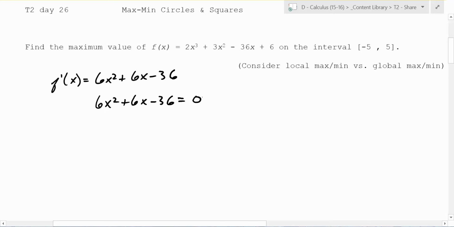What should I do next if I'm trying to solve that? Liam? 36 to the other side. No, or you could, it's a factorable quadratic. You could factor out 6. You could absolutely move 36 over, but it's not really going to help you. So now what can you do? One word. What are you going to do to this right here?